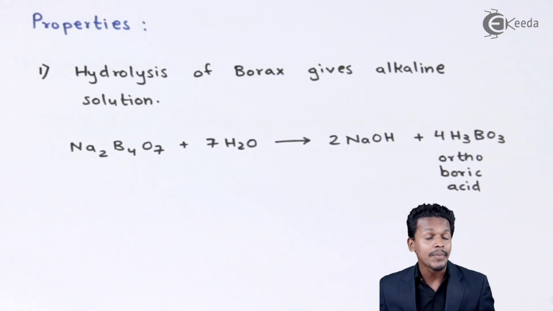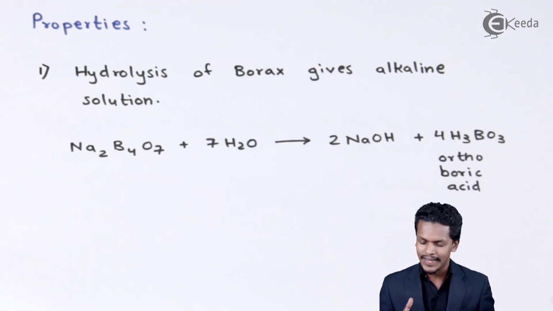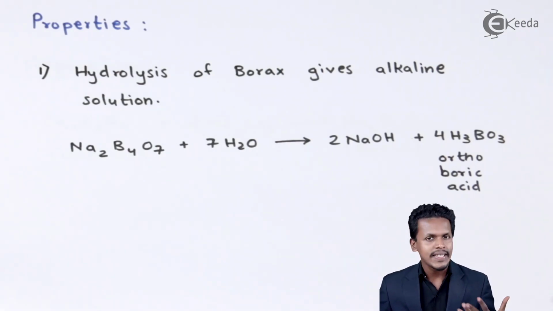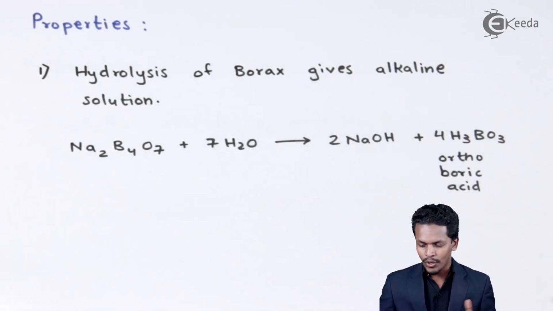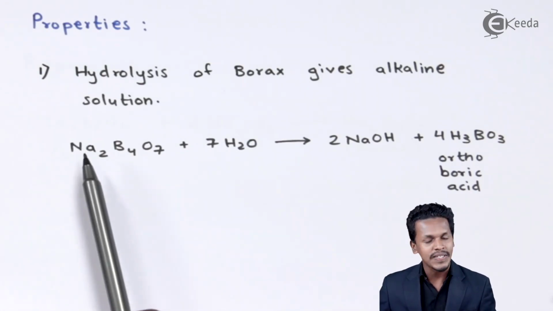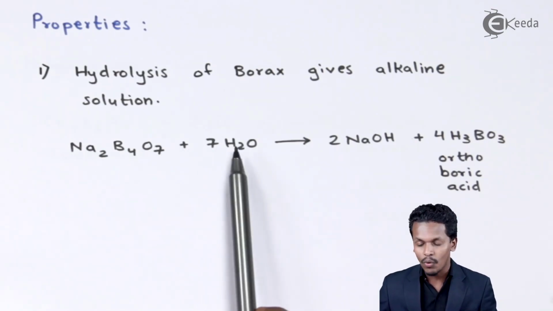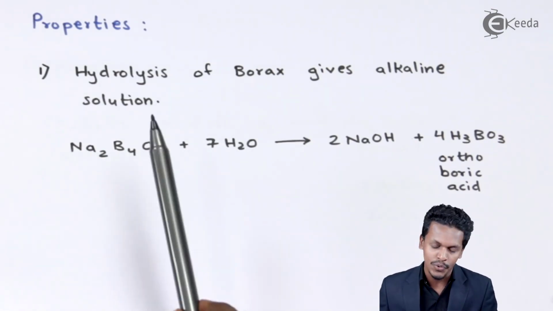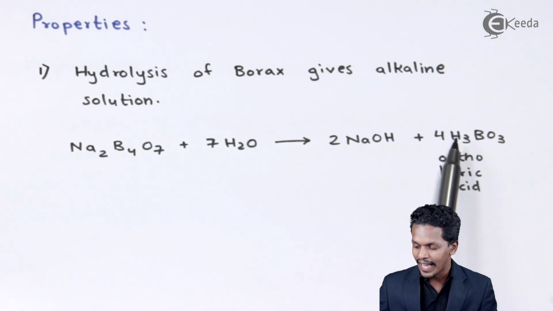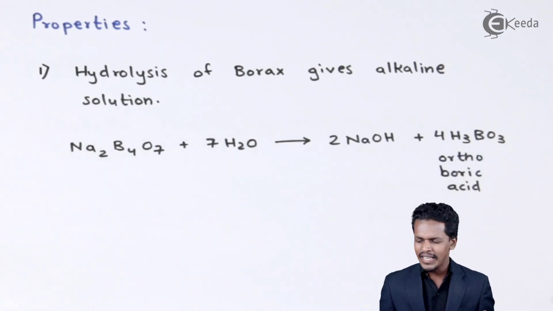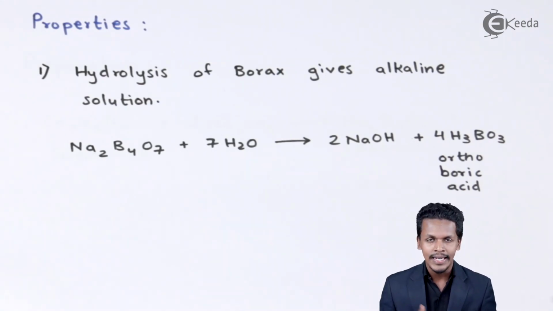Now let us talk about the different properties exhibited by borax. Let us talk about the first one, that is what happens when borax is treated with water. That is basically the hydrolysis of borax. The hydrolysis of borax gives an alkaline solution, and that is the reaction represented over here. Borax, that is Na2B4O7, when treated with water, in this case we are reacting with 7 moles of H2O. The products that we obtain over here are 2 moles of NaOH, along with H3BO3, that is known as orthoboric acid. So here we have also obtained orthoboric acid, and we are going to talk about this in a further topic.